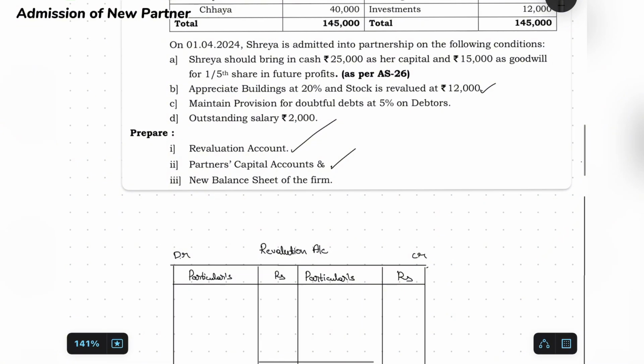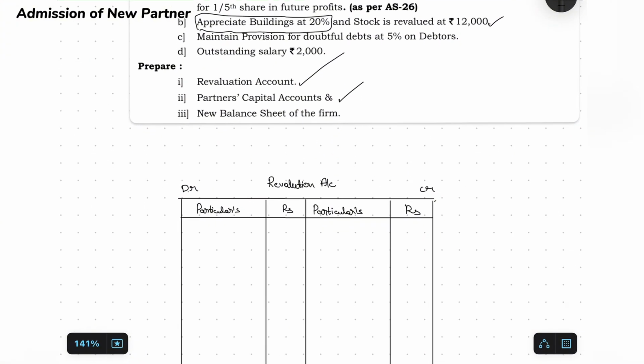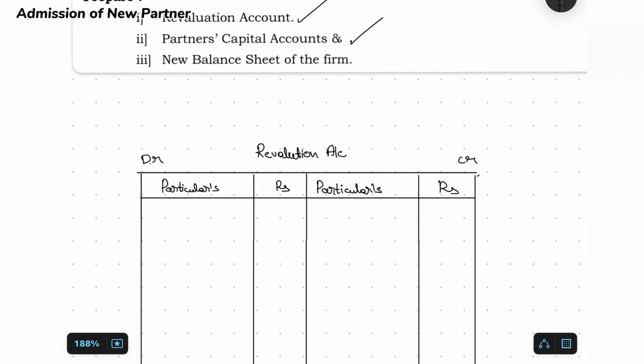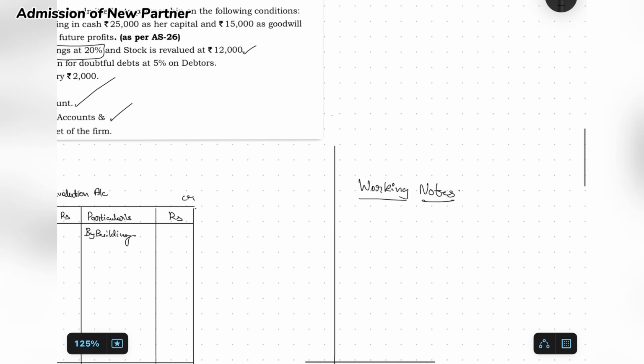For example, we'll come to the question. Here we can see the adjustments given. Appreciate building by 20%. That means we have to increase the building value by 20%. When I increase the value by 20%, that is a gain for the firm, right? Gain is always a credit balance. So I will record it on the credit side of the revaluation account, that is by building account.